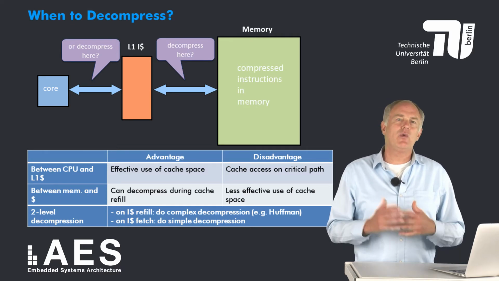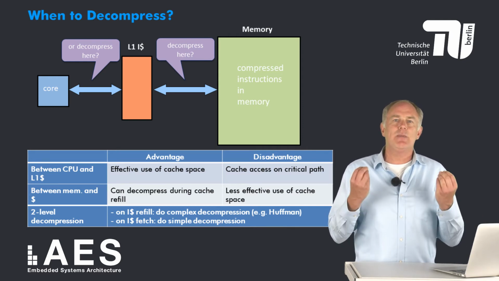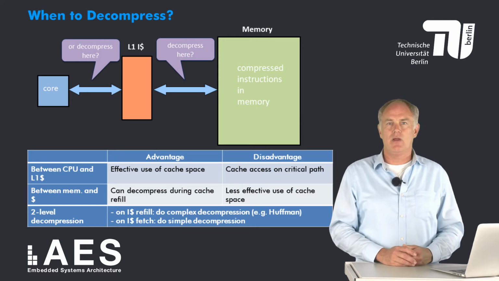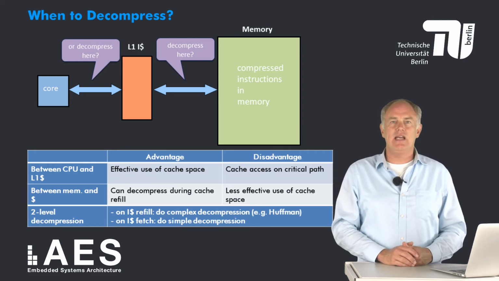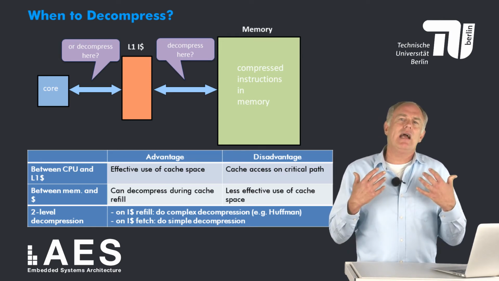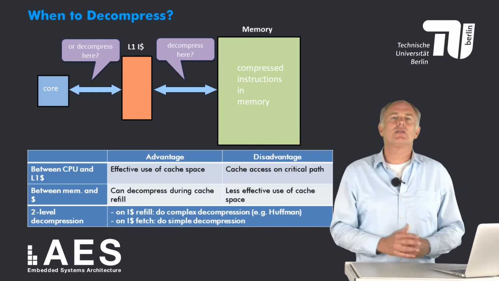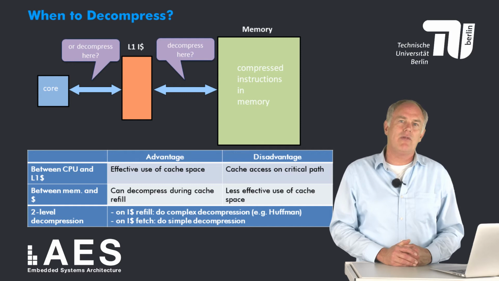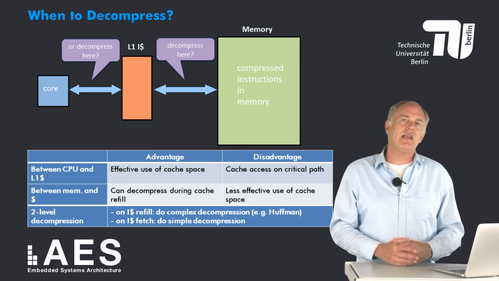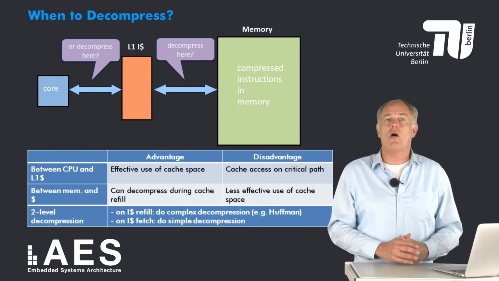When we decompress between the core and the level 1 cache, the advantage is that we use the cache space as effectively as possible. Only real operations are contained in the cache and no no ops. The disadvantage, and that is really a big disadvantage, is that it might increase the length of a cache access. And this is a problem because the cache access is typically on the critical path. That means that if we make it only a little bit longer, it has an immediate effect on the cycle time of our processor.